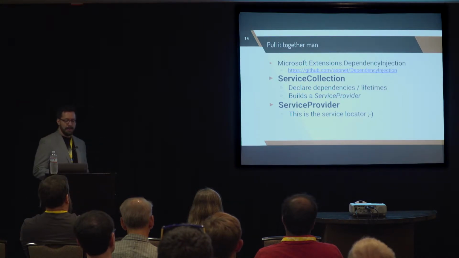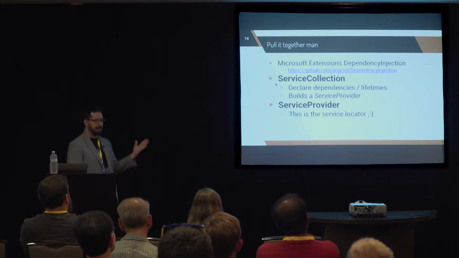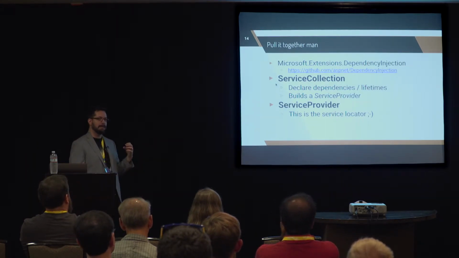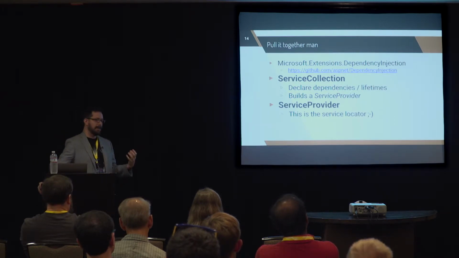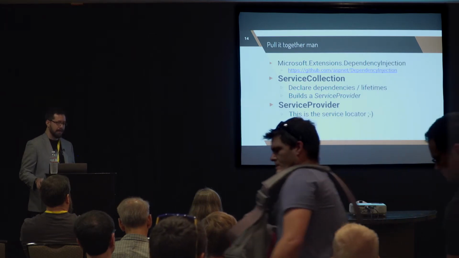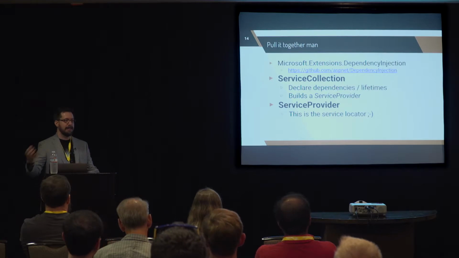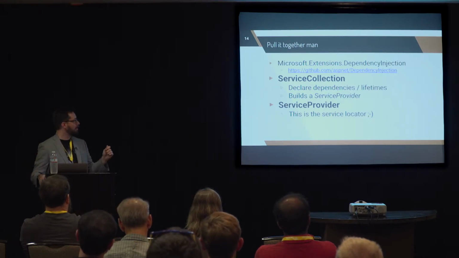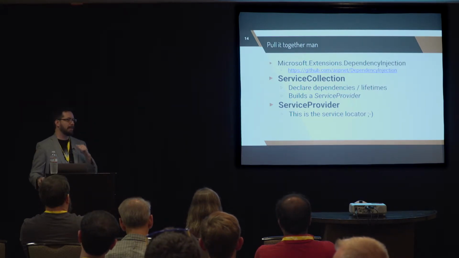And there are two major classes that you probably want to focus on with these things. There's the service collection, which basically allows you to declare dependencies and lifetimes, and its other job is to build a service provider. Then there's the service provider. This is the service locator, right? A lot of frameworks like MVC abstract this out from you. If you're using a console program, you might have to actually use this thing. But it basically is the point at which you resolve the thing that you are trying to get.